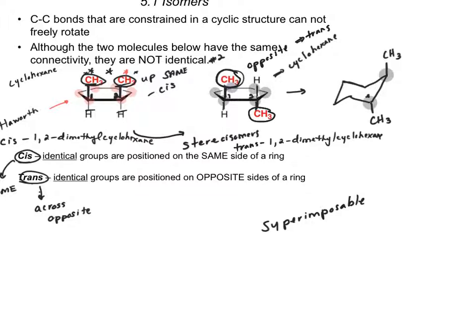1,2-dimethylcyclohexane. And again, we have to include that cis-trans to denote where the actual methyl groups are relative to one another, because these two guys are not the same compound, even though they have the same molecular formula, same connectivity of atoms.